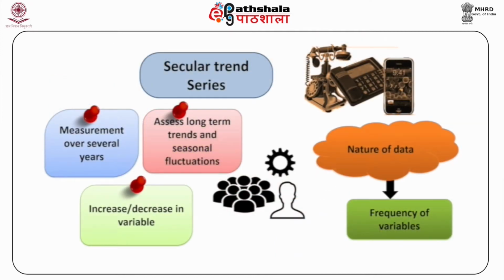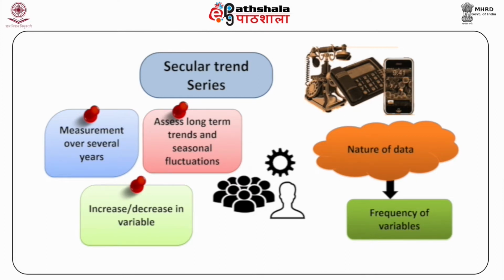Starting with secular trend series, in which measurements of a variable are done over the time periods of several years to access the long-term trends and seasonal fluctuations. Therefore, these trends are long-term in nature. They explain the basic nature of a variable to increase or decrease over a time period. Such trends are measurably reflected in population change, technological progress, and large shifts in consumer taste.